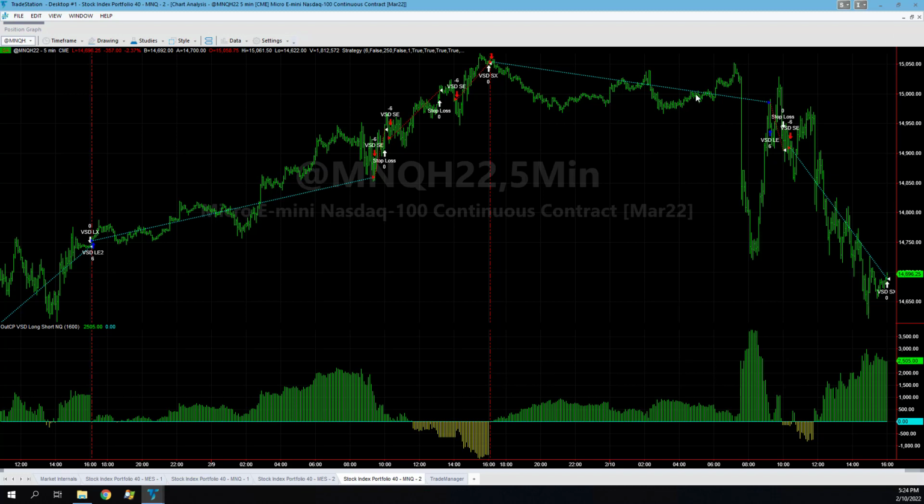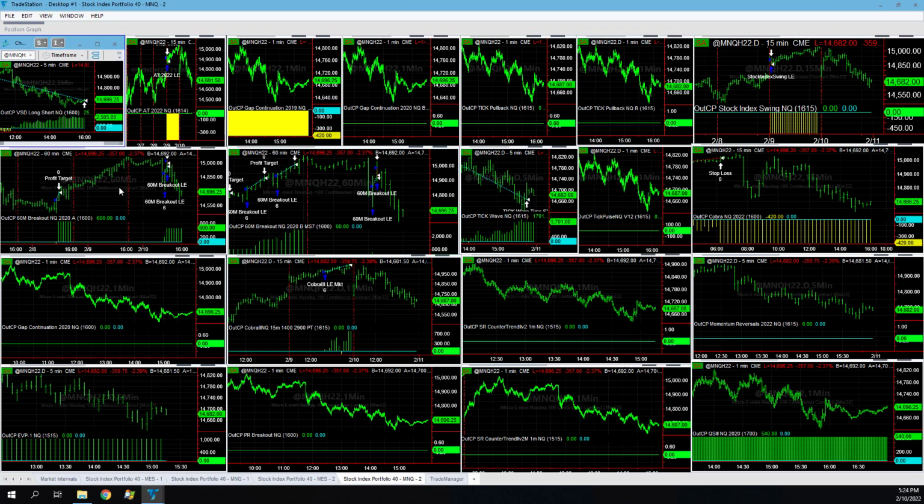You can fix all the strategies to have tight parameters, but that doesn't give you good diversity. And this is a strategy where we leave it open and we let it run. And it did that short trade into the close.